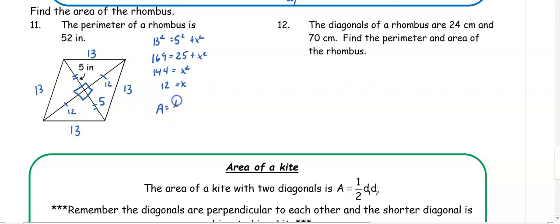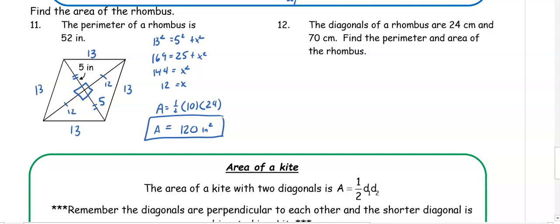So our area is going to equal 1/2. If one diagonal is 5 and 5, that makes the whole length 10. And if the other part is 12 and 12, that would be 24. So when we multiply that together, 120 inches squared.